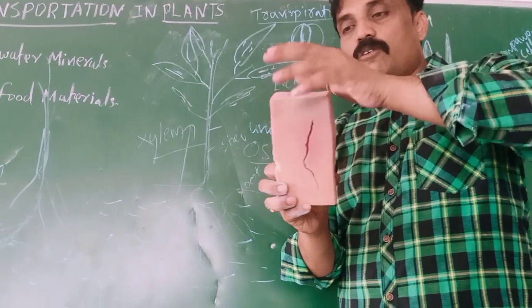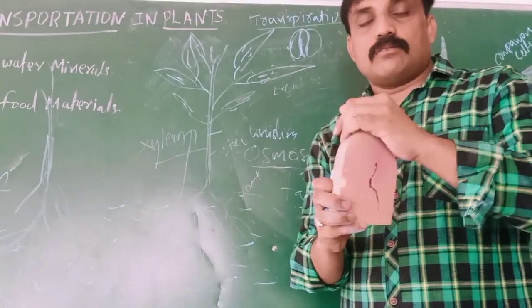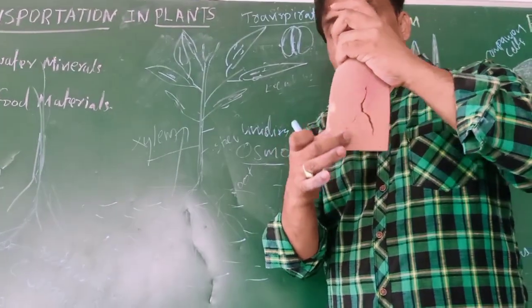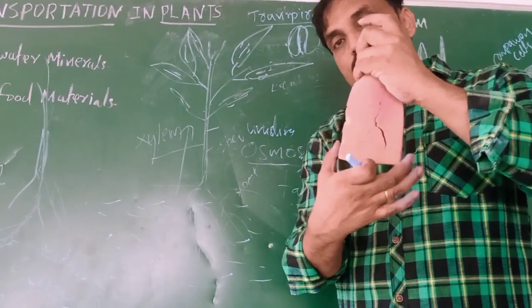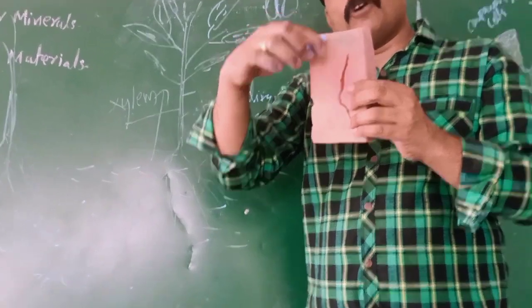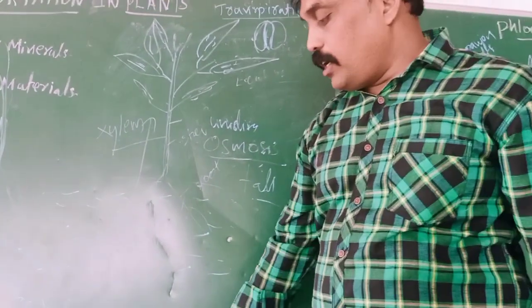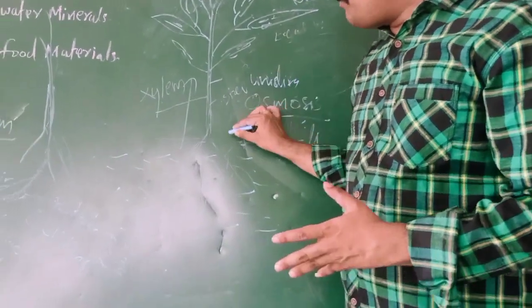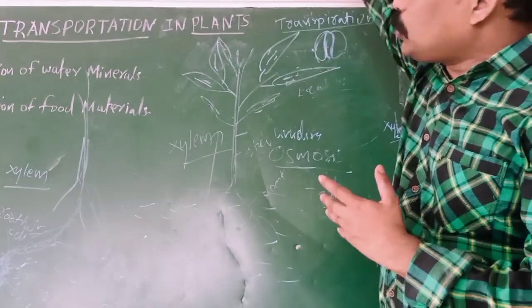Just press like that. Whatever water is there in this place, it is removing. And what happened down here having water, so that the water is moving upward. After that one, it is moving upward. So the same process is going on in plants also. This transpiration is useful to supply the water throughout the plant body.